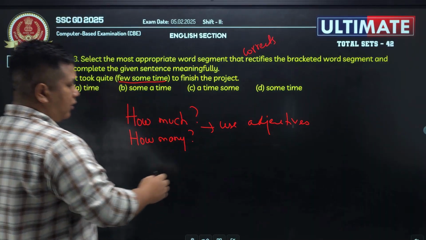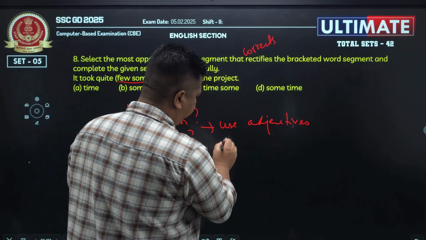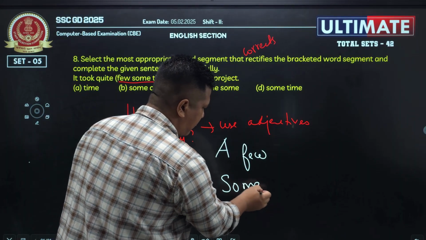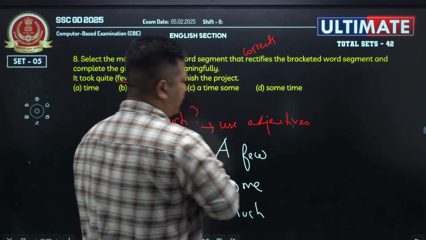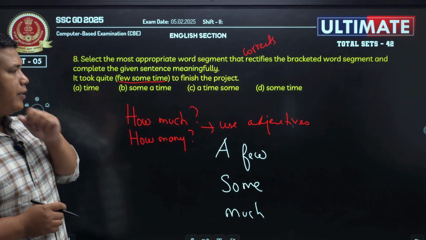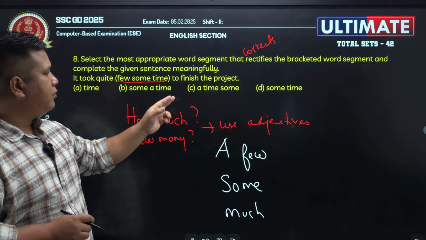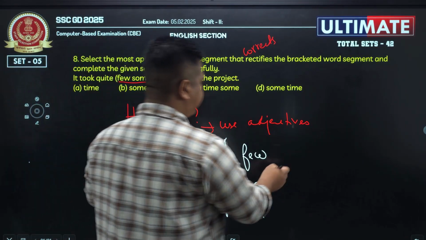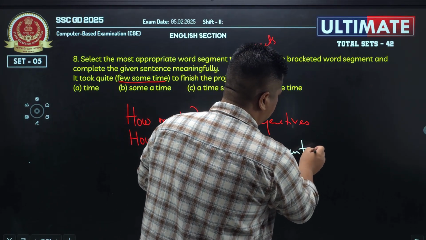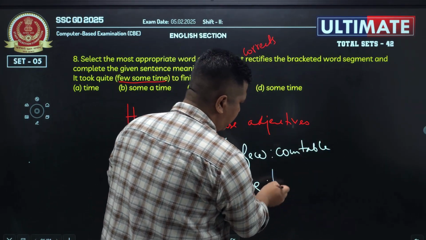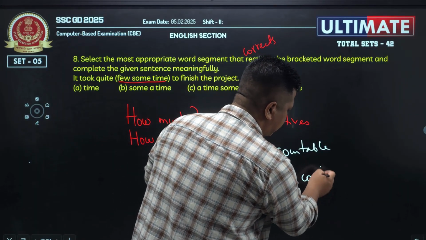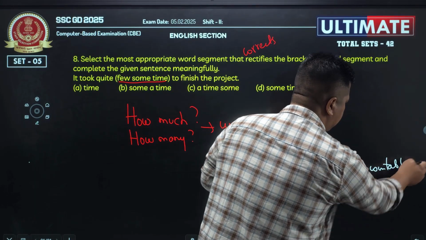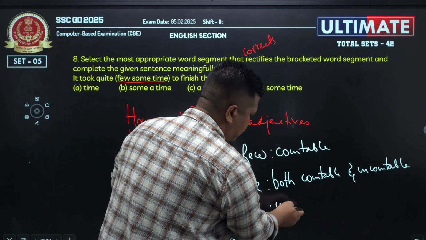Well, let's see. What are the correct adjectives? A few, some, much. So a degree. How much time did it take? Quite few is used for countable nouns. How many? Some, so this is both countable and uncountable. Then much, this is used for uncountable.